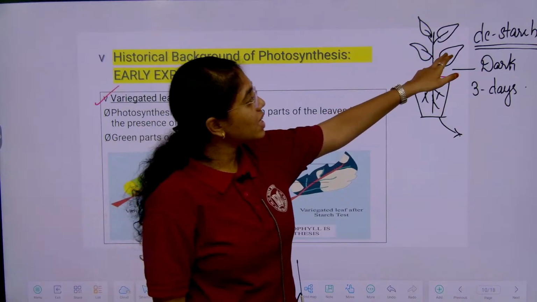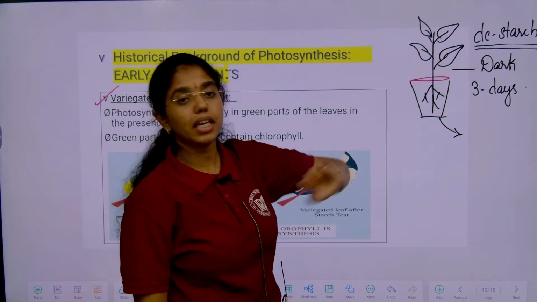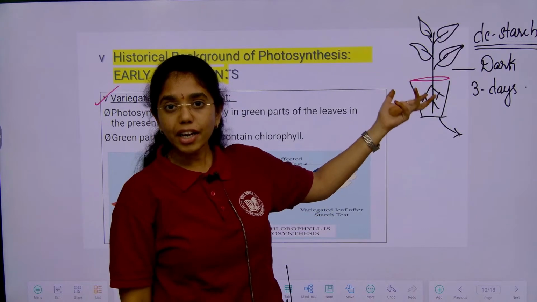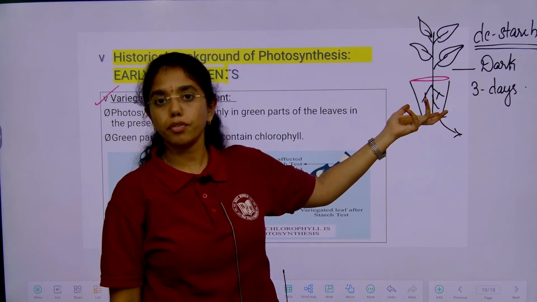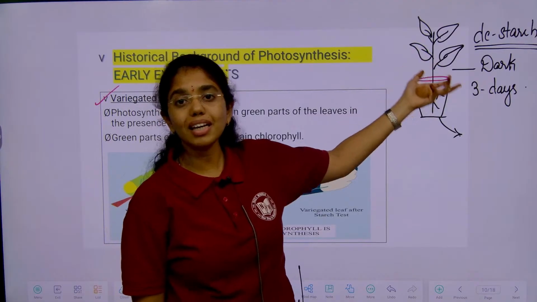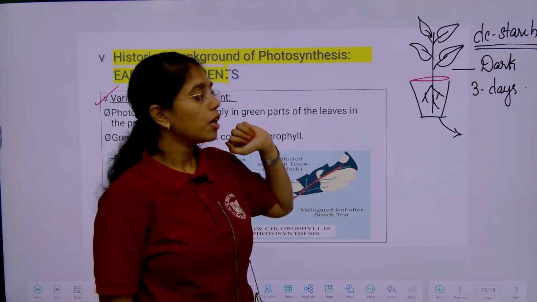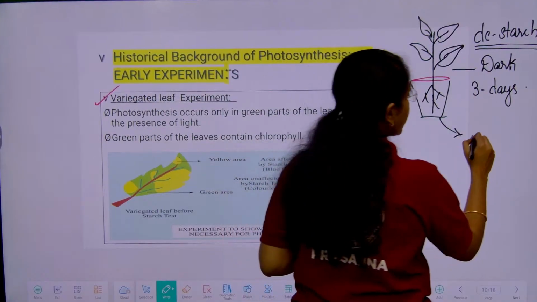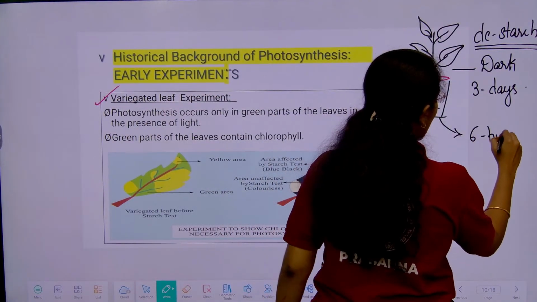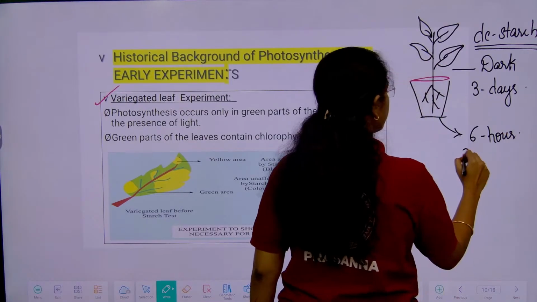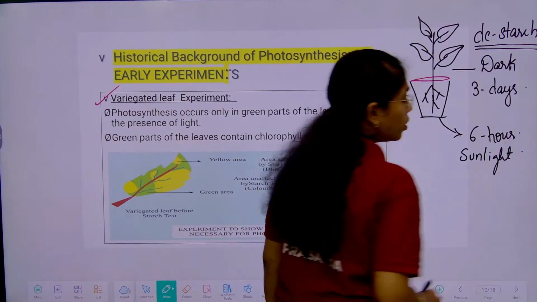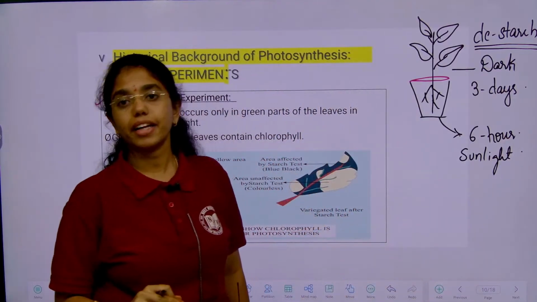So for destarching, what are we doing? We are placing it in dark. If it is in a dark room, sunlight will not be available. It cannot prepare the food material, so it will rely on the starch which is present. So to destarch it, we are placing it in dark. After that, we will provide 6 hours of sunlight to make its metabolism active.